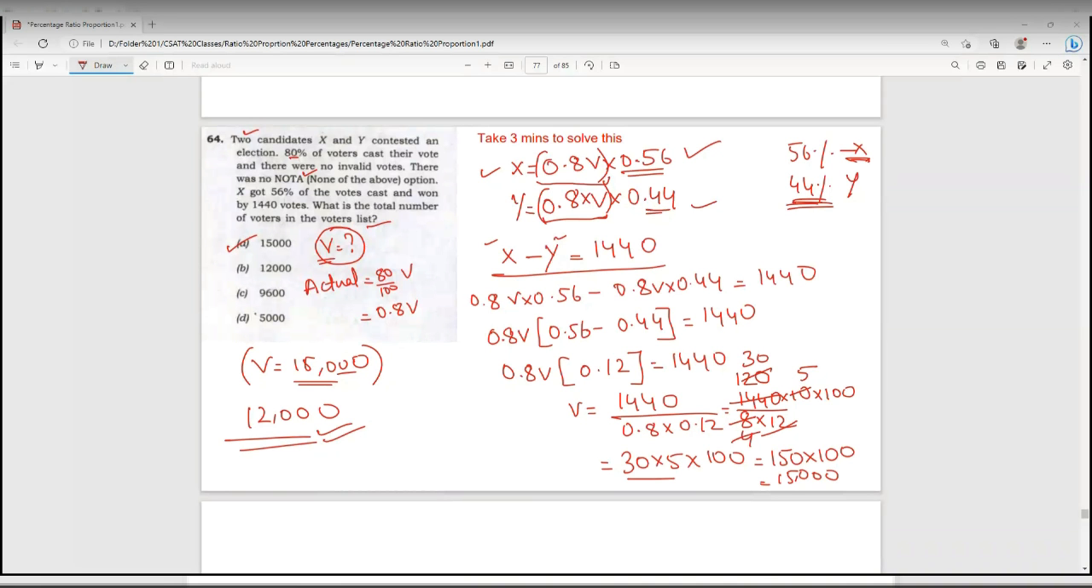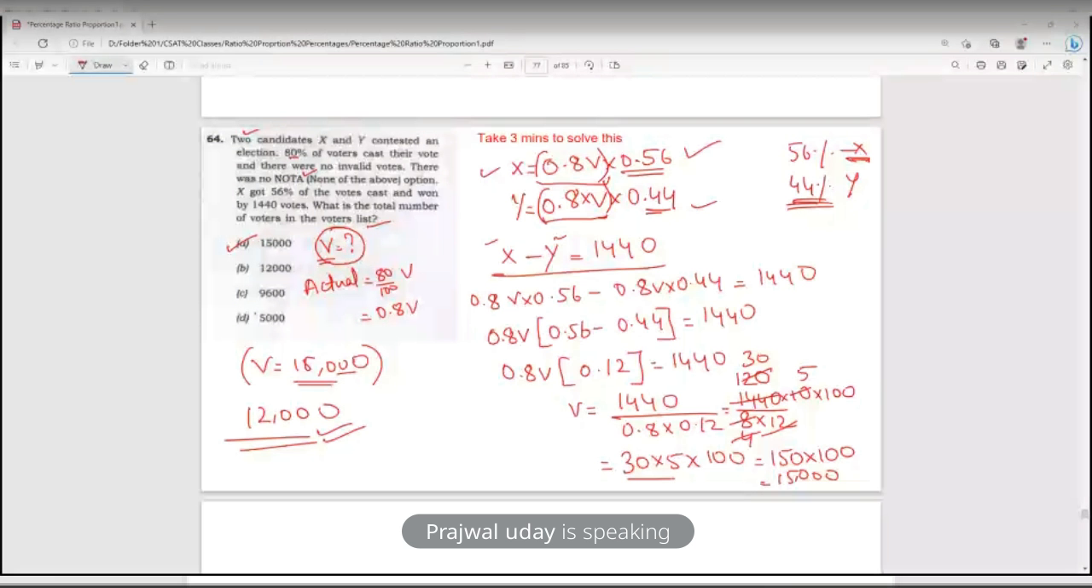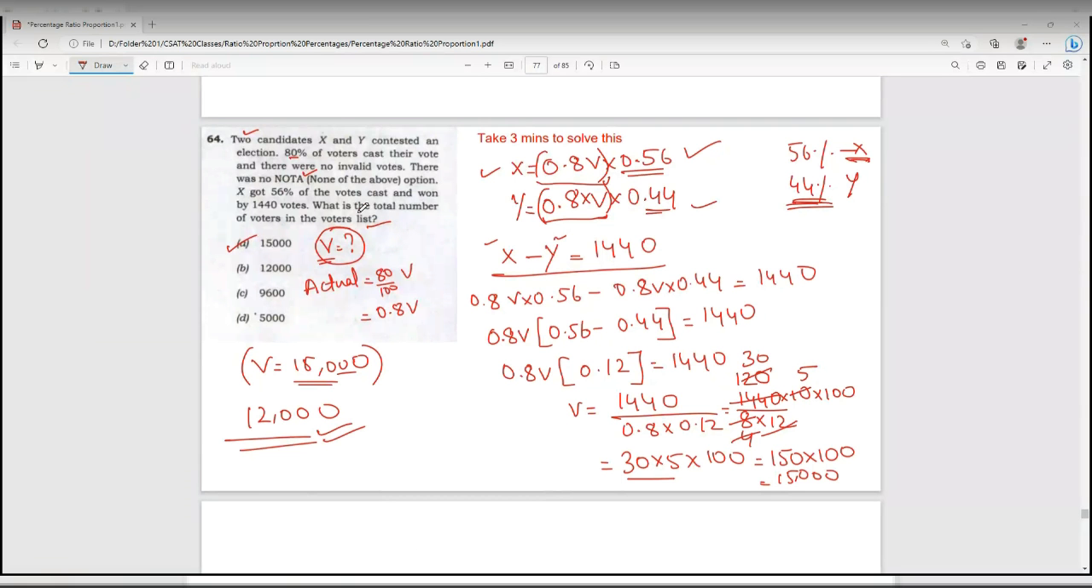Yeah, Prajwal, please ask your doubt. The first step, x is equal to 0.8 V. V is a percentage of total population, right? Yeah, V is the total voters in the voter list. So 0.8 V is 80% of that V. But 0.56 is the percentage of total voters, right? No. See, 0.8 V is the total voters who have come to the polling booth.